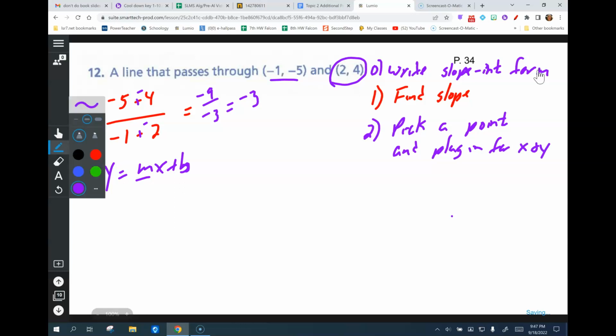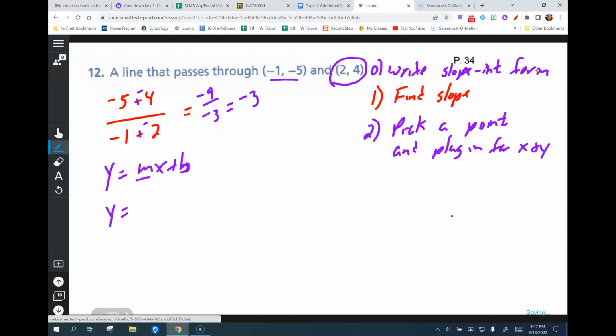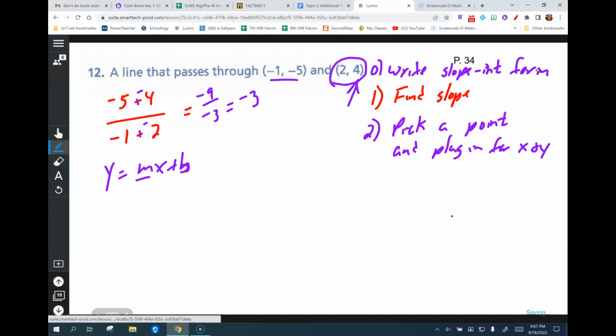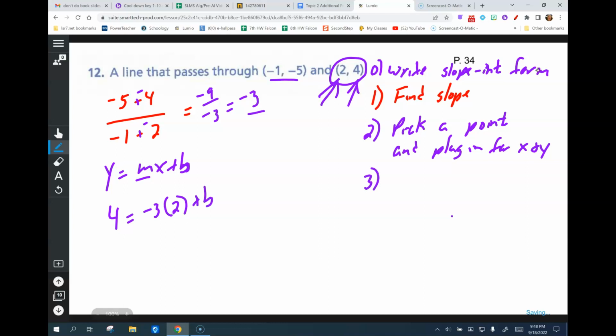Okay, so here we go. Y equals, nope, we're going to plug in y. So we have y is 4 is equal to the slope times the x value, which is 2. Okay, so we plug it in. Step 3, solve for b.